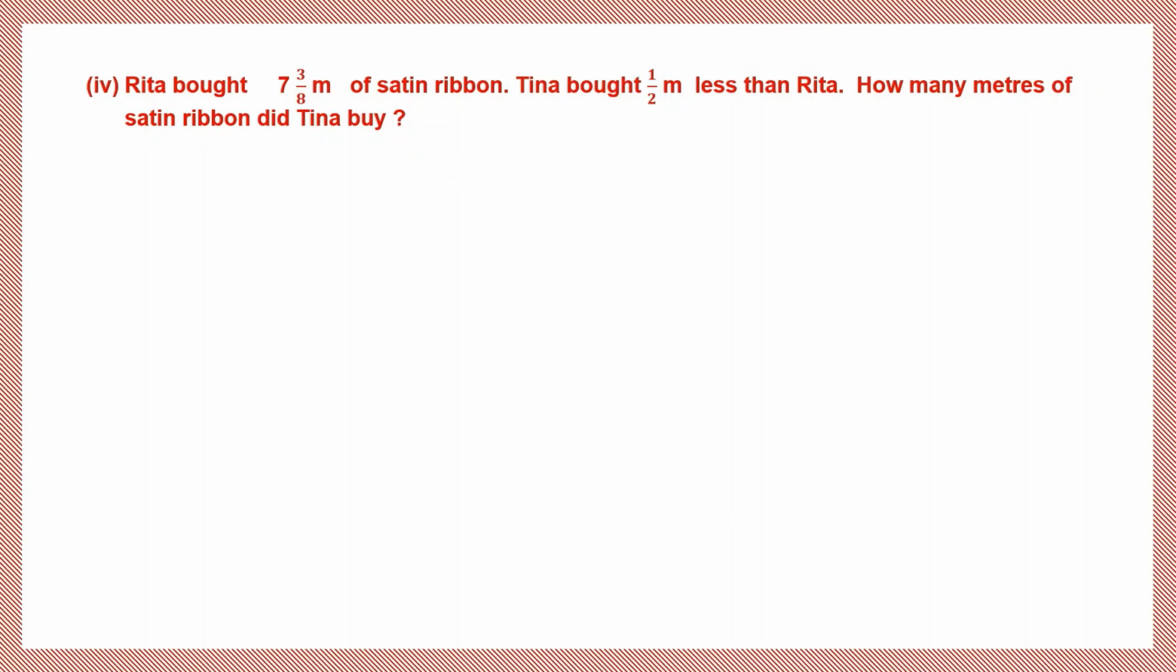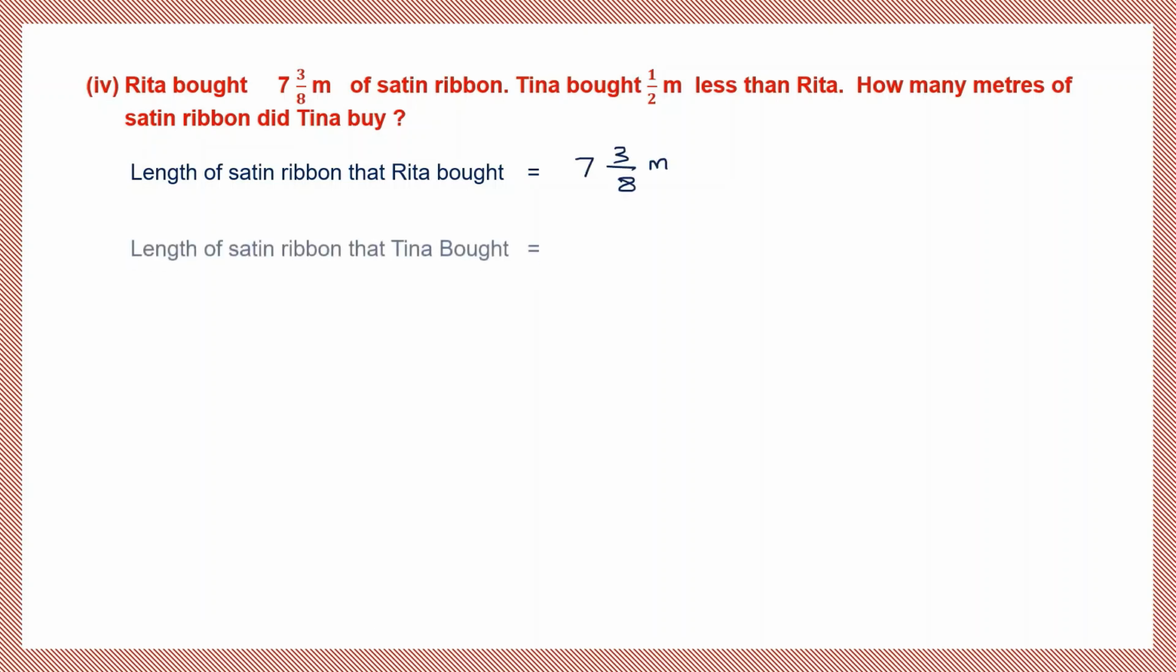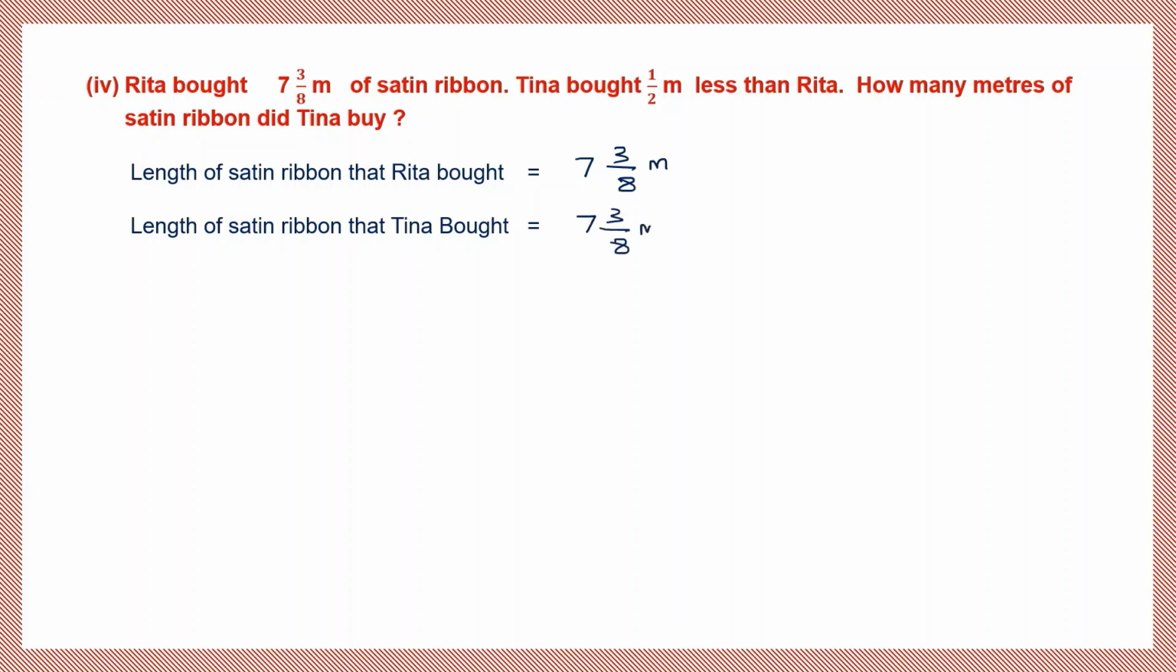So let's do that. So here, the length of satin ribbon that Rita bought was 7 3 by 8 meters. Now, the length of satin ribbon that Tina bought was half meter less than what Rita bought. That means Rita bought 7 3 by 8 meters and Tina's was 1 by 2 meters less than that. So it is minus. So if we subtract these two, we will know how many meters of satin ribbon Tina bought. So first we'll convert and write it as an improper fraction.